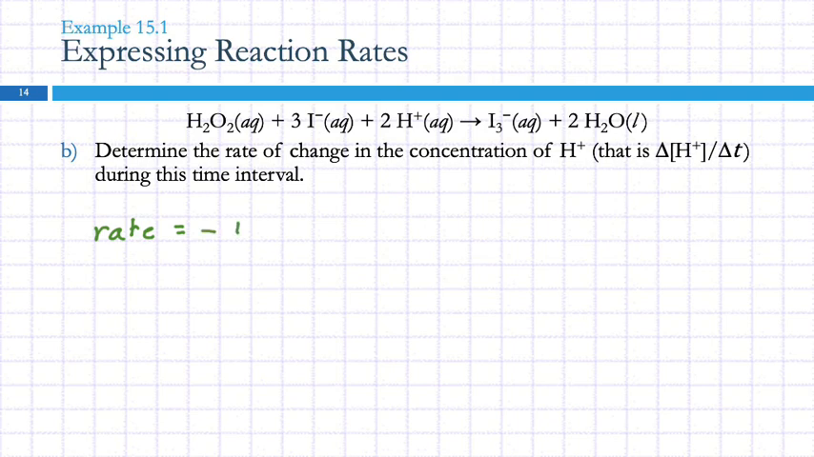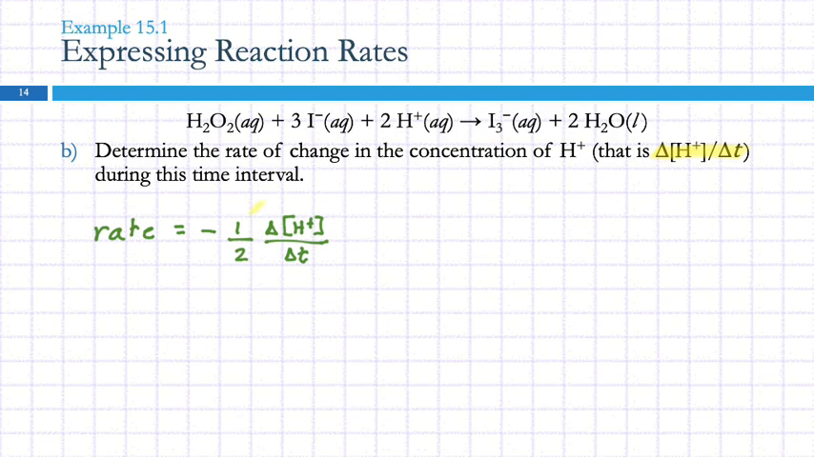And then our fraction is going to be 1 over what? 1 over 2, because of the coefficient. So it's 1 over whatever the coefficient is. And then we've got the change in H plus concentration divided by the change in time. So that was the equation we learned how to write. What are we trying to find? We're trying to find delta H plus over delta T. Right? This is what we're trying to find.